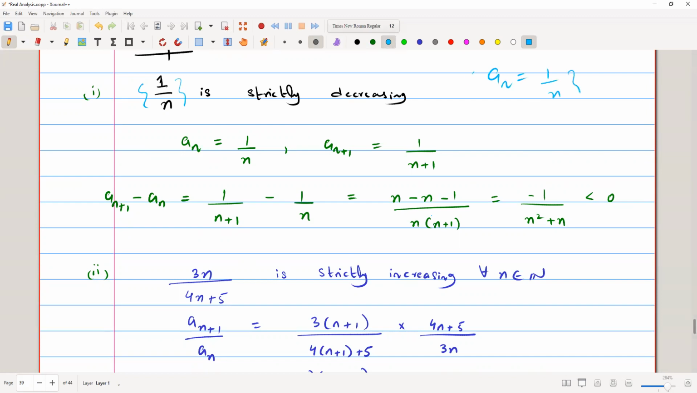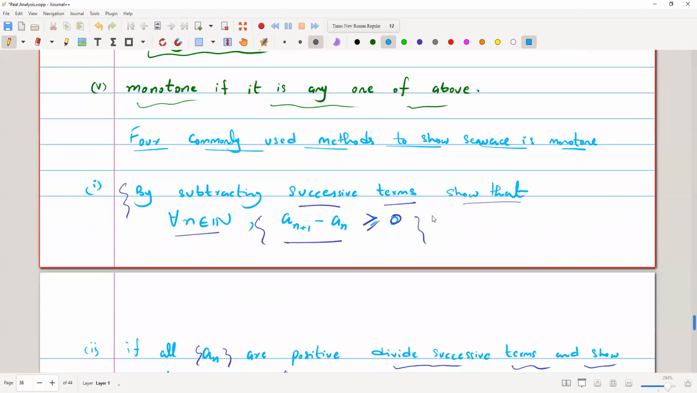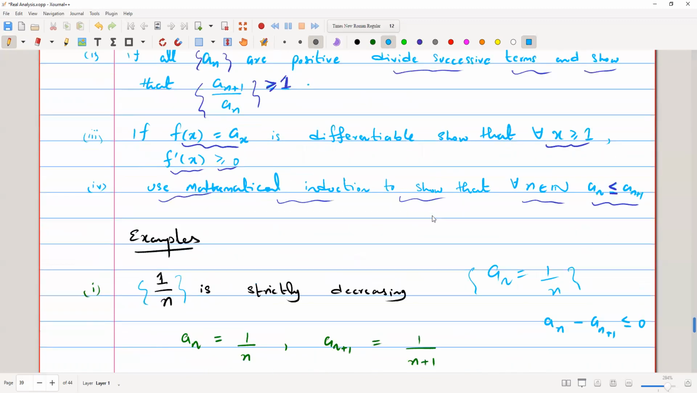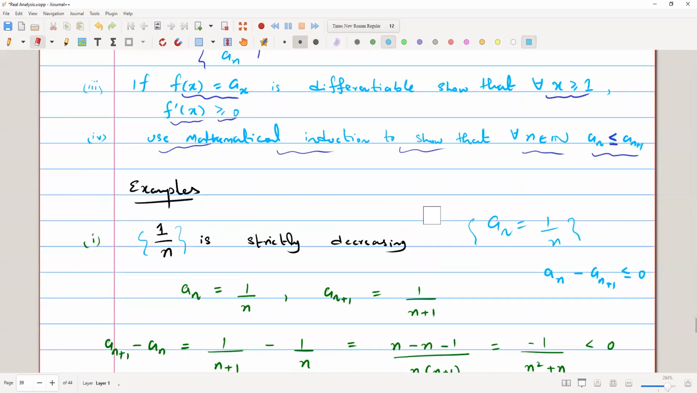Now by applying rule 1, we are going to show that an minus an plus 1 is less than or equal to 0, as in rule 1 they said that an plus 1 minus an is greater than or equal to 0. So subtracting the successive terms, so it's not like this actually.